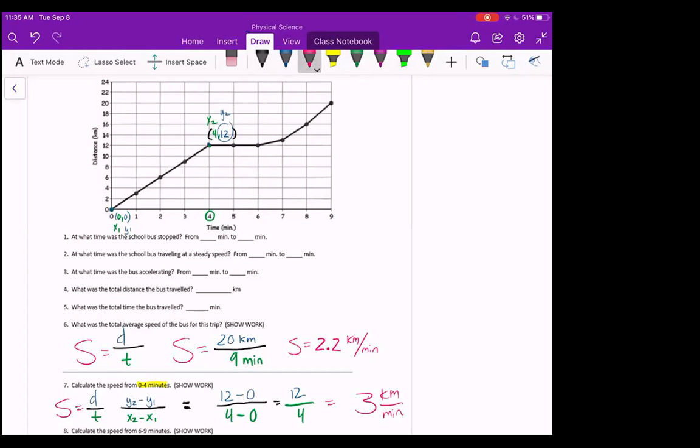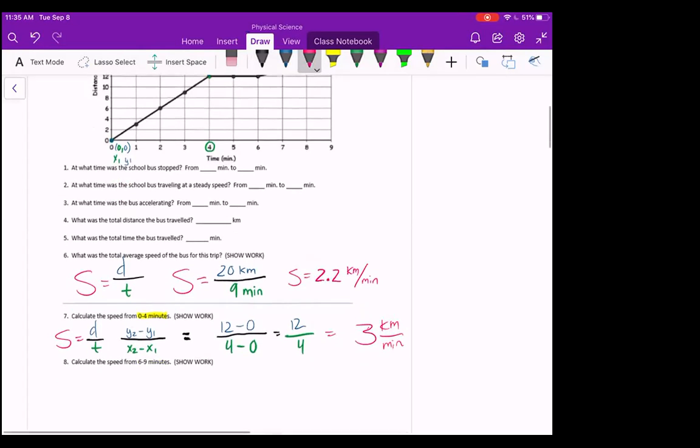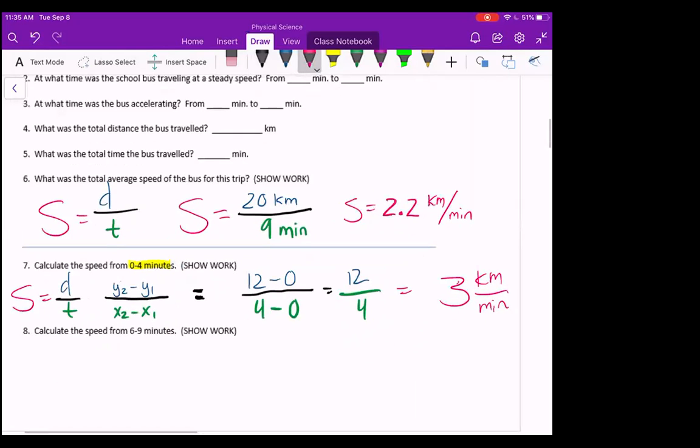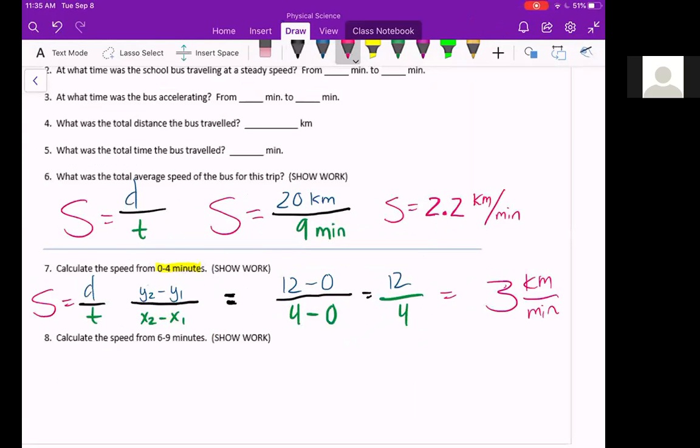All right, you need a calculator. I'm going to leave this up here. I'm going to make it bigger though. This next question says, what is the speed from 6 to 9 minutes? From 6 to 9 minutes. So write down from 6 to 9 minutes. That's what you should be looking at. You may want to write down how I did this.